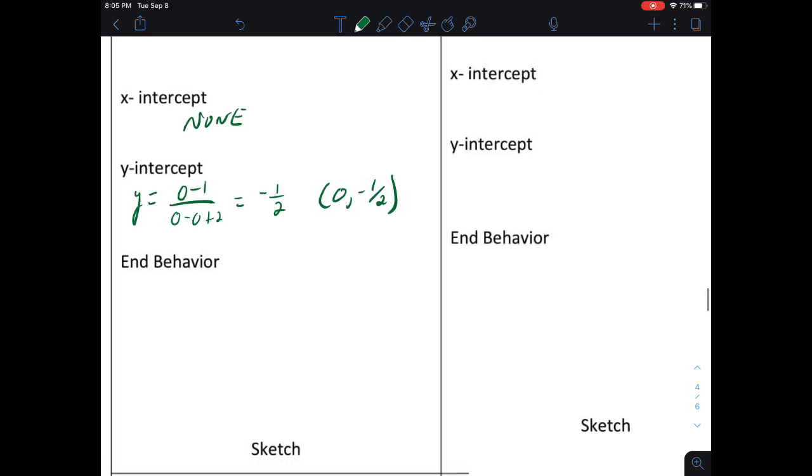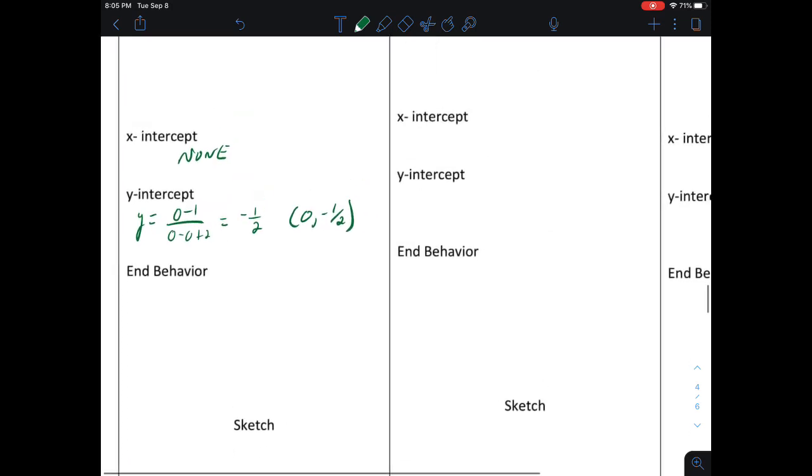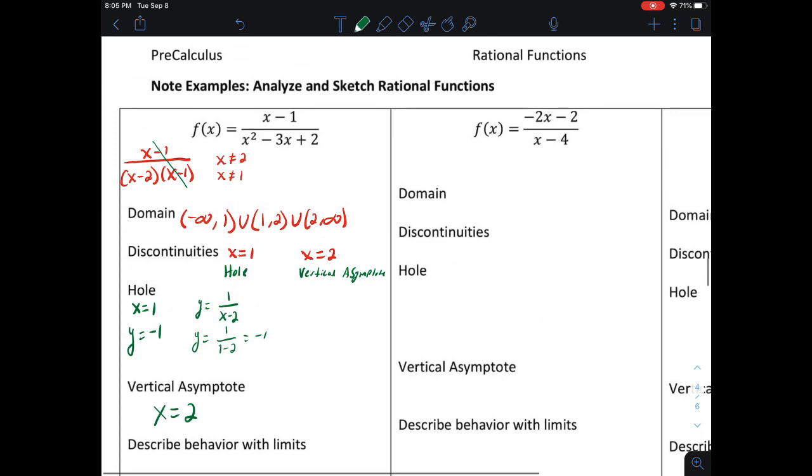Okay, and now we have, lastly, our end behavior. So for end behavior, let's go look at our degrees. So I'm going to my original problem. Biggest exponent in the numerator is 1. Biggest exponent in the denominator is 2. This is bottom heavy.